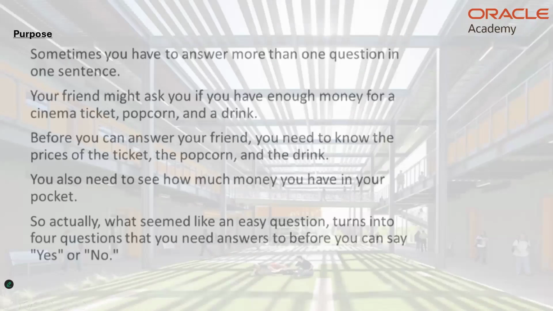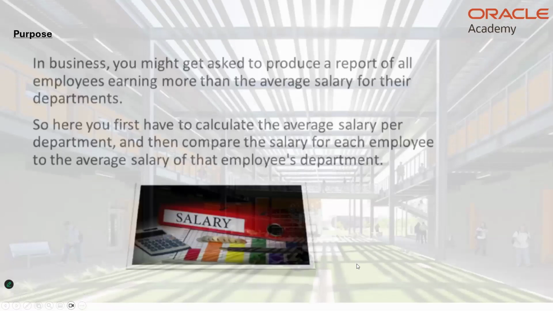All right, so sometimes you have to answer more than one question in one sentence. Your friend might ask you if you have enough money for a movie ticket, popcorn, and a drink. Before you answer the question, you need to know the price of the ticket and the popcorn, obviously. You also need to know how much money you have in your pocket, your wallet, or your purse. So what seems like an easy question turns into a lot of questions. And that's usually the case.